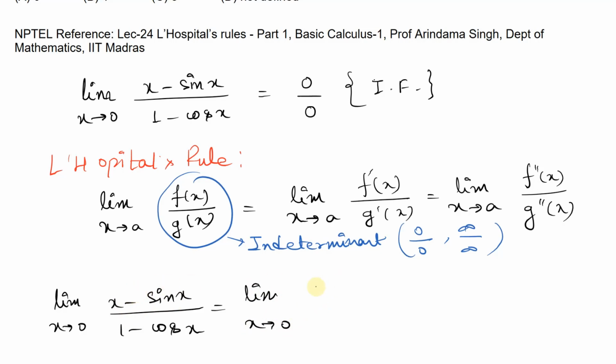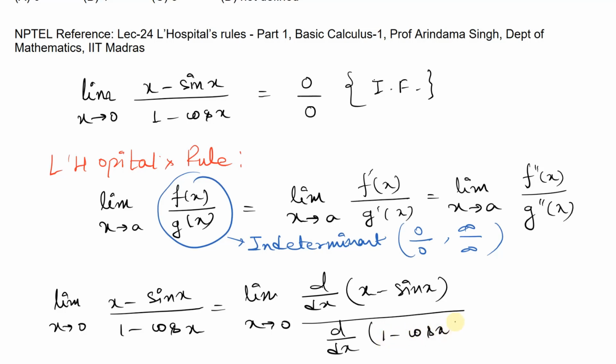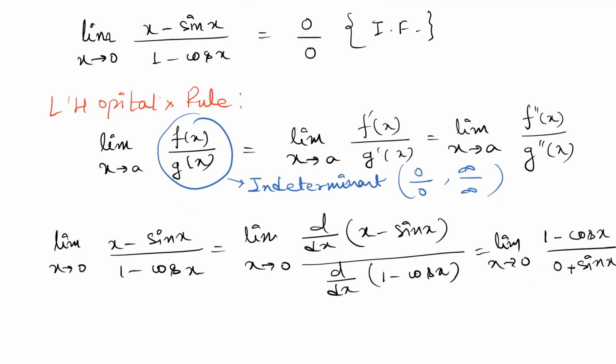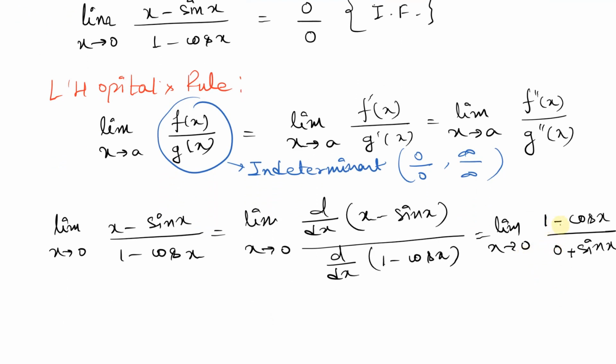Now we'll differentiate the numerator, so let's write it here, d upon dx of (x minus sin x) upon d upon dx of (1 minus cos x). So this will become limit x tends to 0, (1 minus cos x) upon 0 minus, and this will become plus because the differentiation of cos x is negative sin x, so this will be positive sin x. Now again we see that this is an indeterminate form, right? Because if we substitute x equal to 0, this will be 1 minus 1, 0, the numerator is 0 and the denominator is also 0.